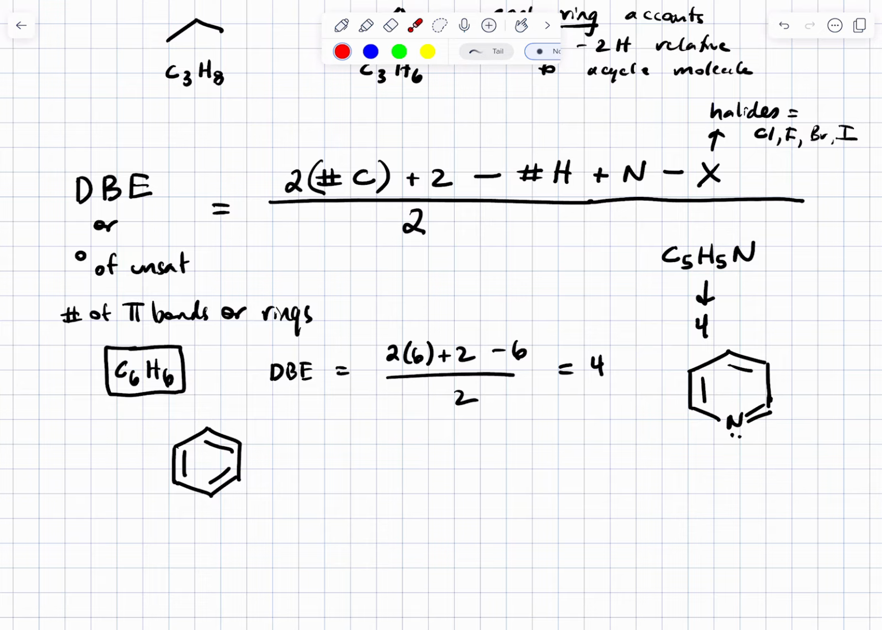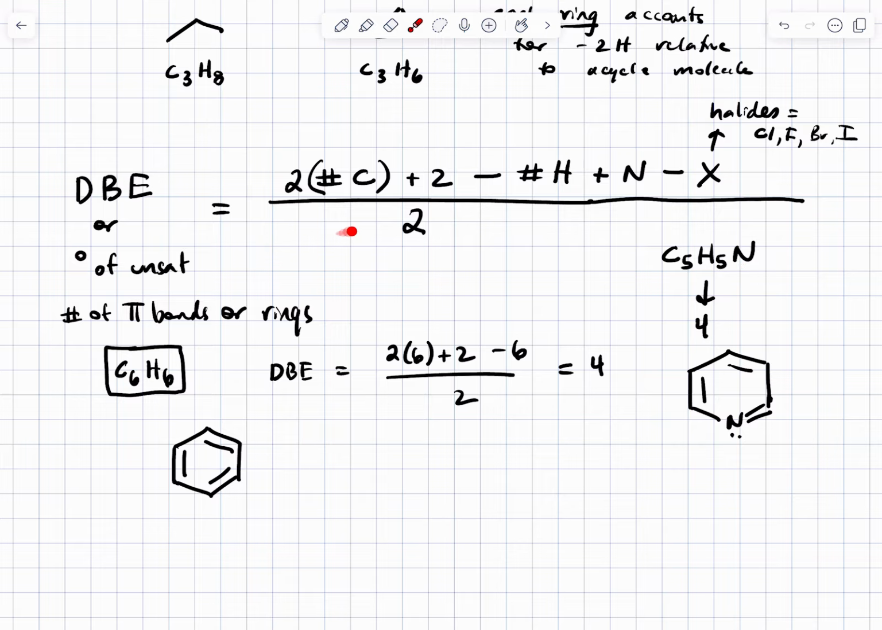Notice if we replace one of the carbons with a nitrogen, we get C5H5N. Well, let's do the double bond equivalence there. 2 times 5 is 10, plus 2 is 12, minus 5 is 7. Then you add 1 for the nitrogen, that's now 8, divided by 2 is 4.